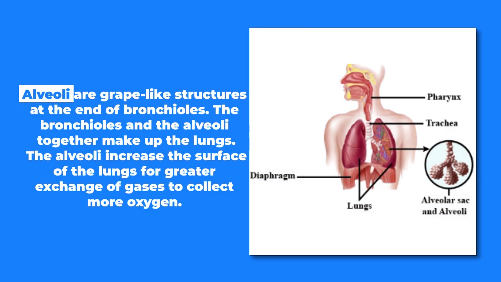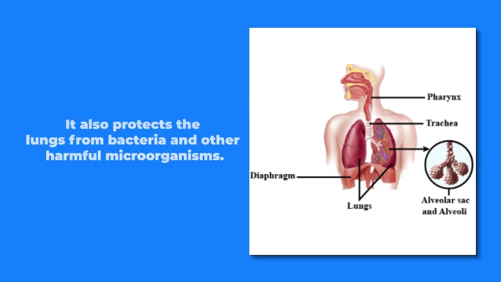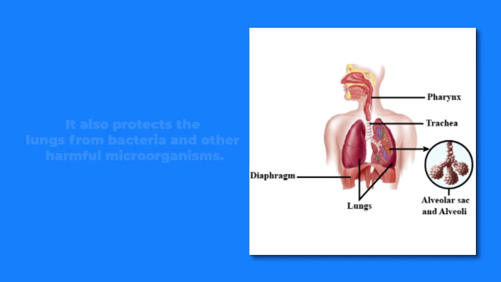Alveoli are grape-like structures at the end of bronchioles. The bronchioles and the alveoli together make up the lungs. The alveoli increase the surface of the lungs for greater exchange of gases to collect more oxygen. It also protects the lungs from bacteria and other harmful microorganisms.